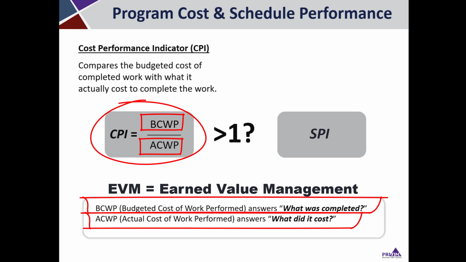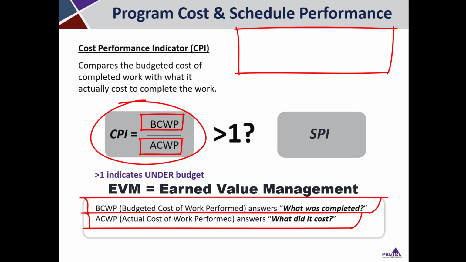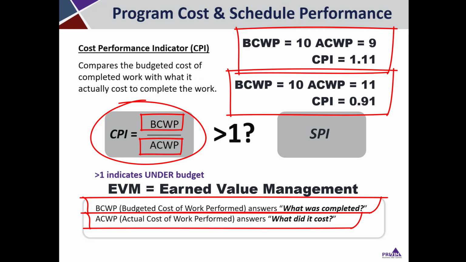So the question is, what did the work really cost? What was the actual cost compared with what you thought it would cost? As an example, if the budget was $10, but you came in at $9 in actual cost, the ratio would be 1.11. If the actual cost was more, you're over budget, and the ratio would be under 1. So if you came in at $11, you'd have a CPI of 0.9.